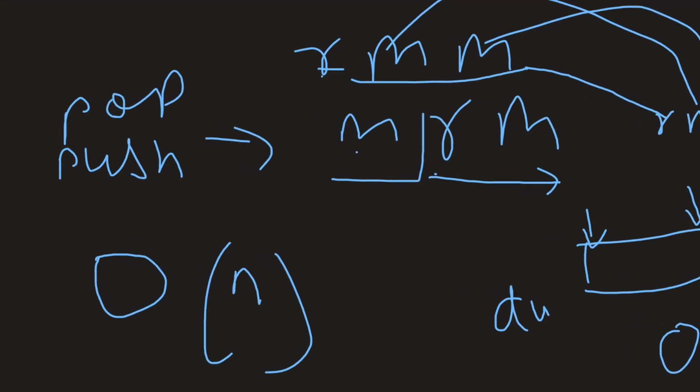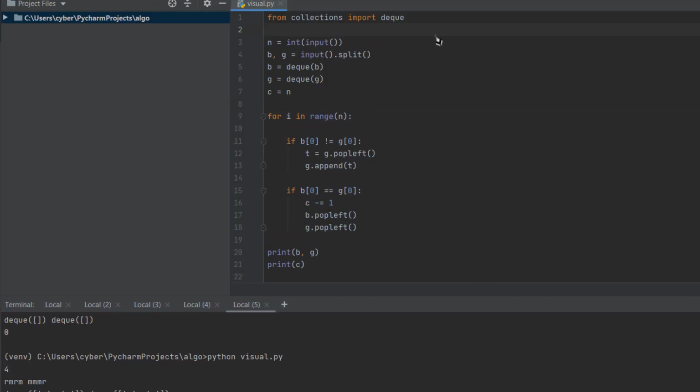So let me show you the code. So here is the code. First we are going to import our doubly ended queue in Python, and in any other programming language this data structure is always pre-built.